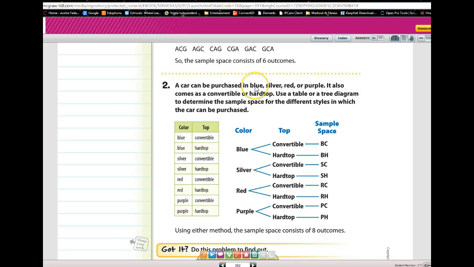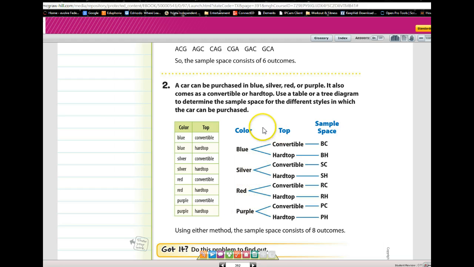The first options they give us are the choice of color: blue, silver, red, or purple. These options could also be the events, the color type. We're going to choose a color, so that would be the event. So we have 4 possible outcomes of this first event: blue, silver, red, or purple. None of these can happen at the same time, so that's why they're all separate in this first row.